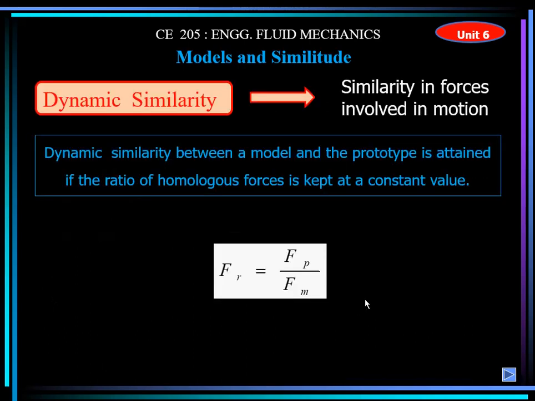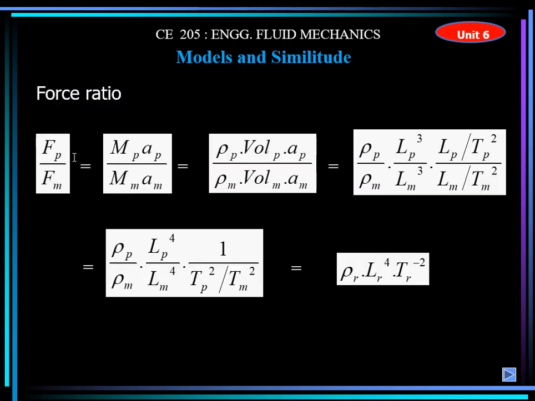Similarly, in the dynamic similarity, here we are talking about the forces. We are looking at the different types of forces on the prototype and the model, and these forces have a fixed ratio on the prototype and the model. The dynamic similarity between a model and the prototype is attained if the ratio of the homologous forces is kept at a constant value. That is, there is always a force ratio. The force ratio is applicable in the dynamic similarity. And if you use this information, you can come up with various formulas.